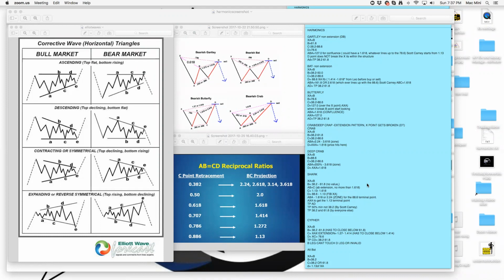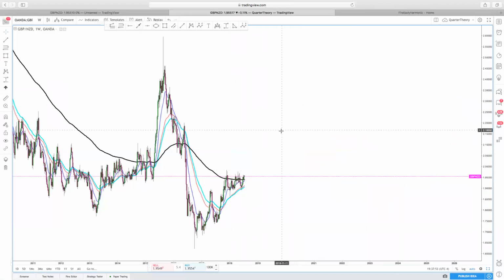I always want to keep it simple and be quick on the actual shark harmonic pattern. Let's take the pair GBP NZD. I don't have anything marked up on this chart at all, but I just wanted to go quickly into the harmonic pattern.